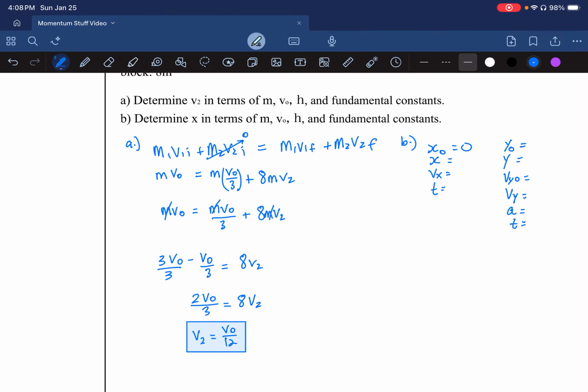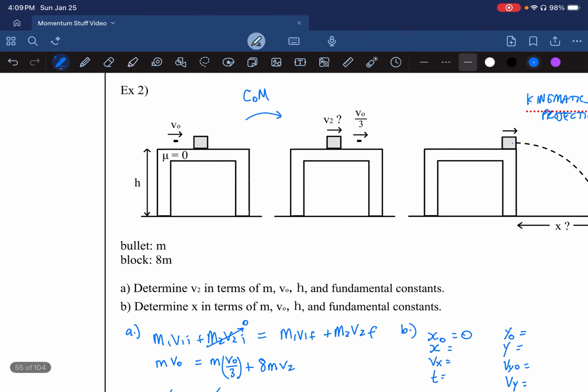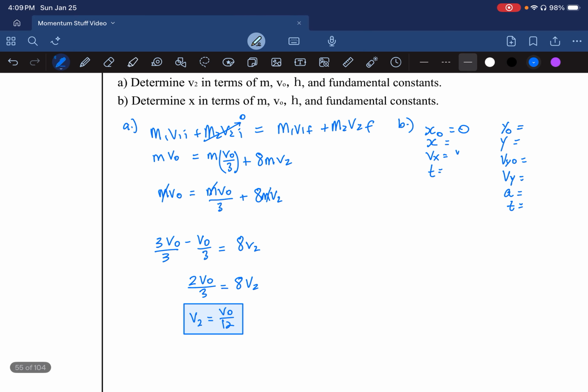Okay. That's 0. Vx, the horizontal velocity of the block, is whatever v2 was. That's v naught over 12. Kind of trying to squeeze that in there. The initial height is height h. The final height is 0. The initial vertical velocity is 0. And a is negative g. Since this is numberless, we'll use negative g instead of negative 10.